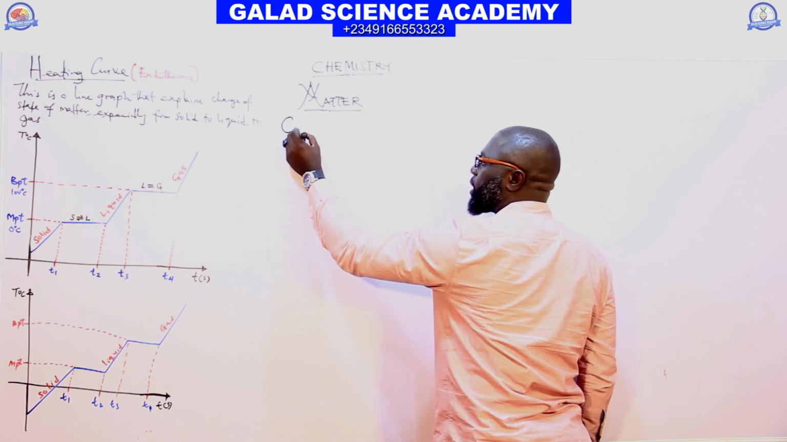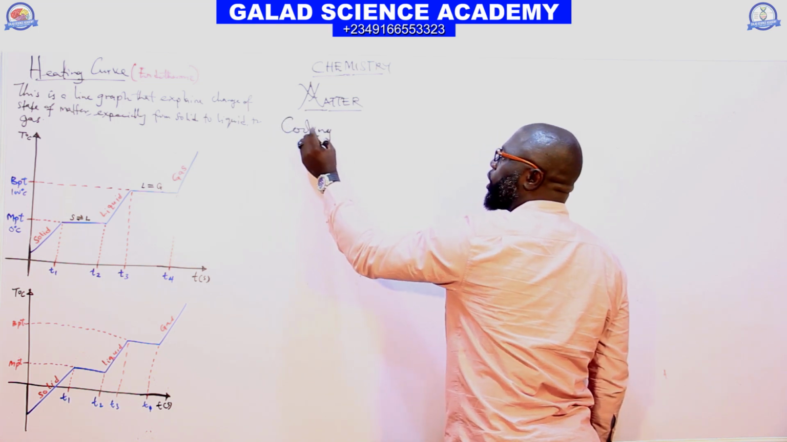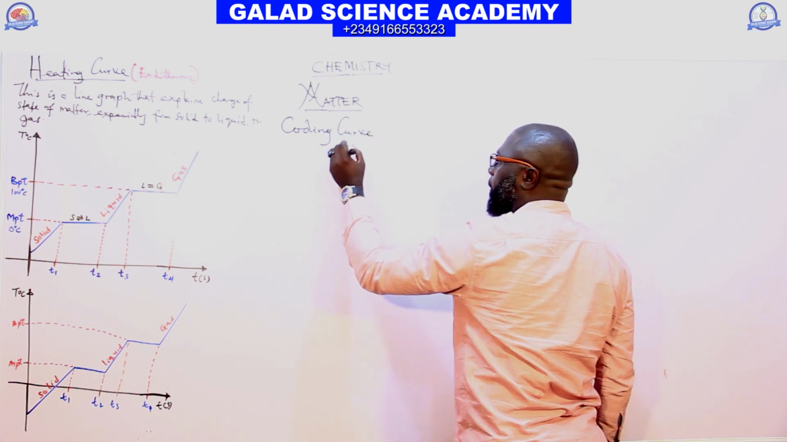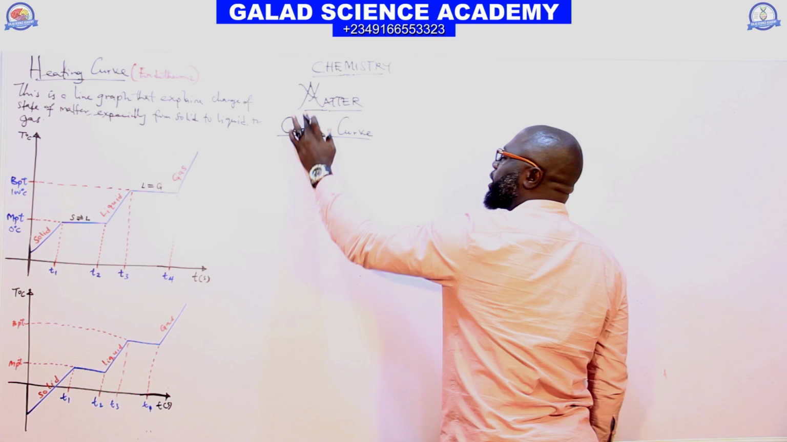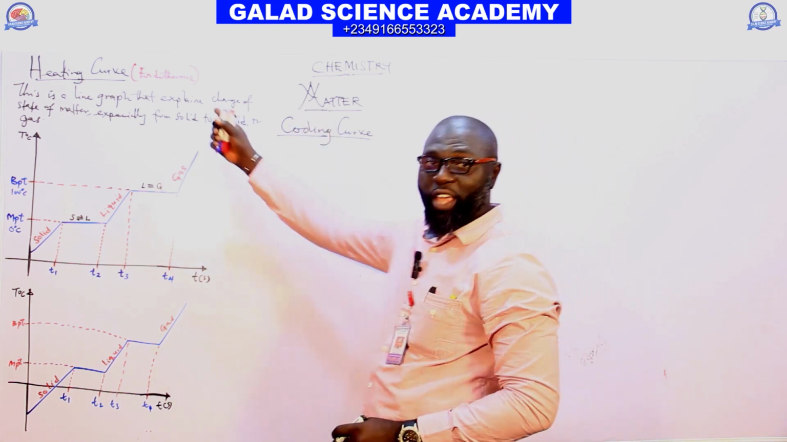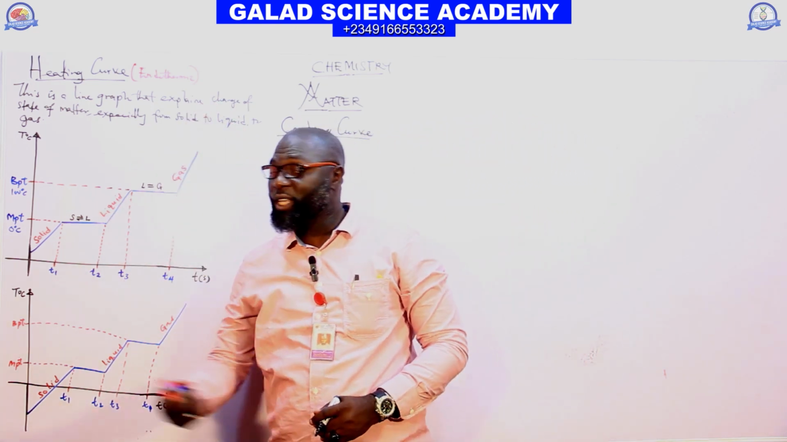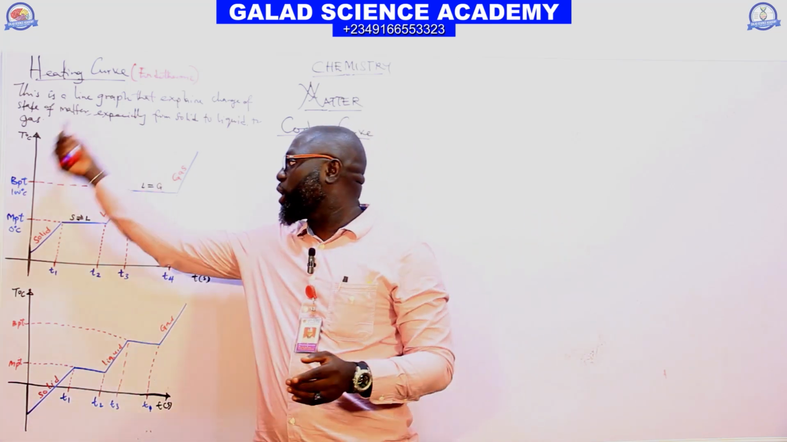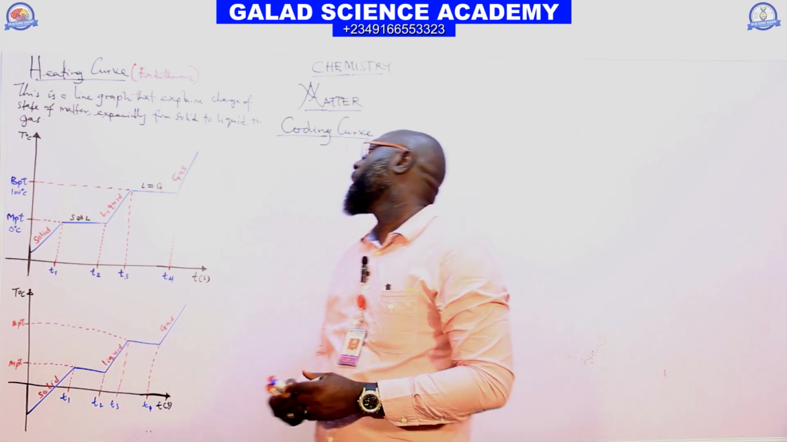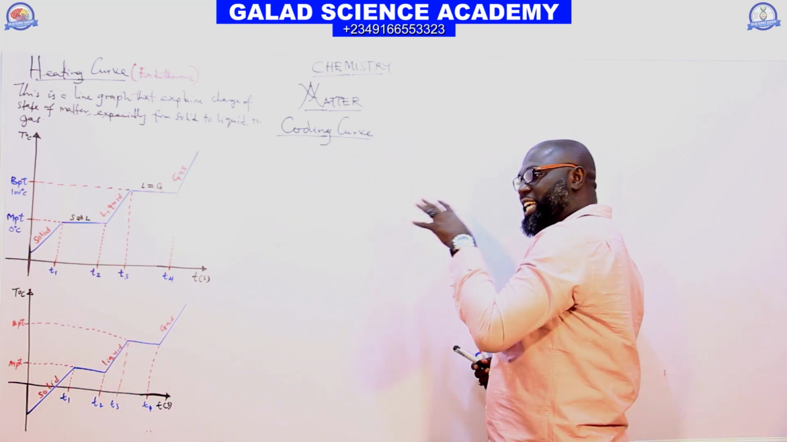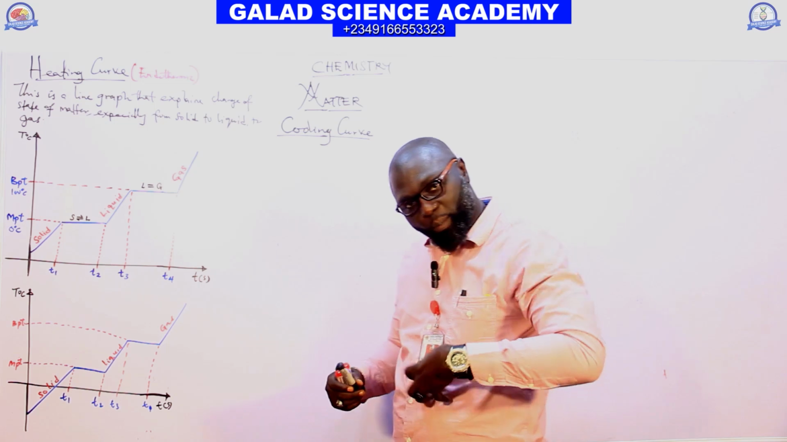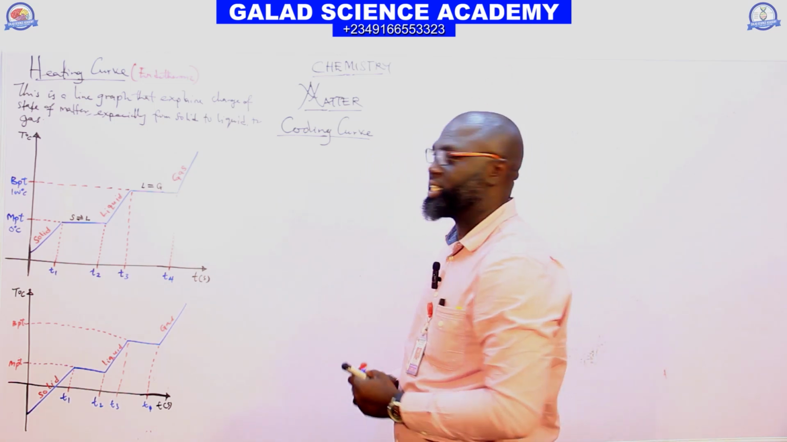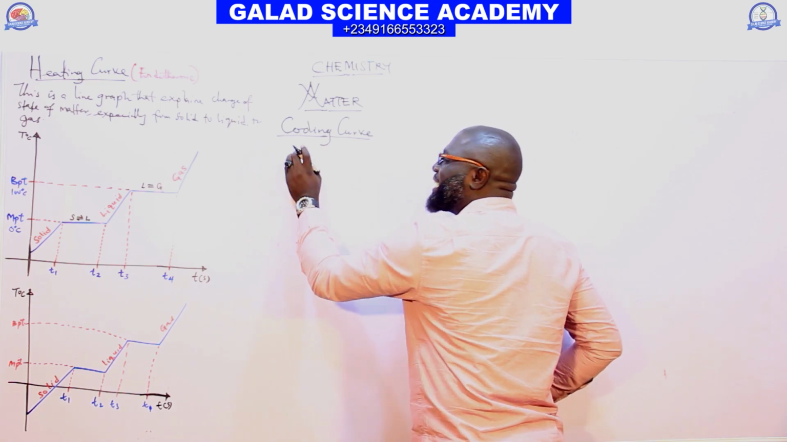Cooling curve. In the heating curve here, the matter absorbs heat from the surrounding. You supply it to the system, before we have this. But in a cooling curve, the heat is given out from the system, from the matter itself, to the surrounding.